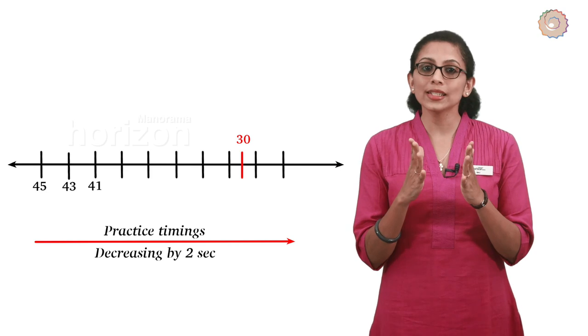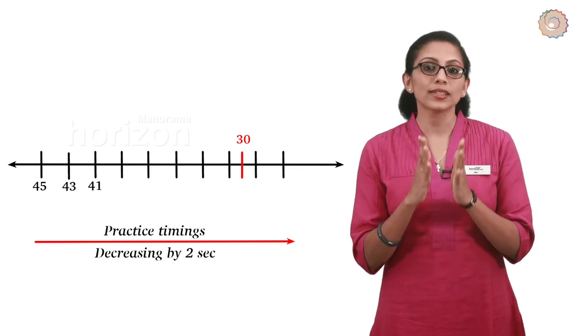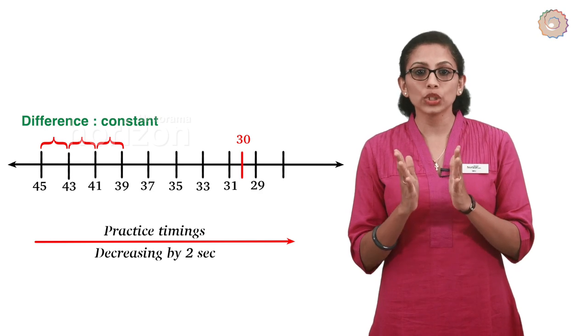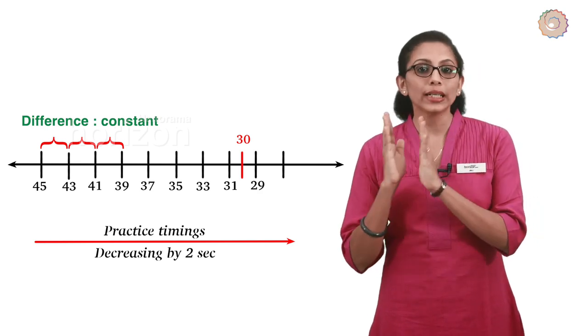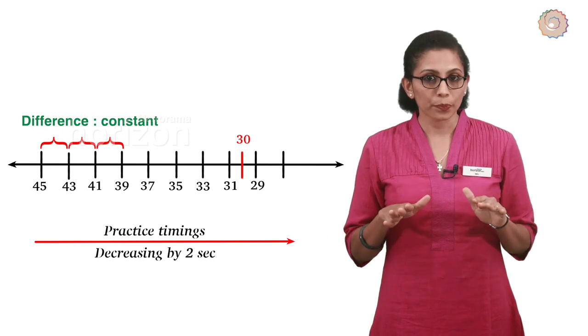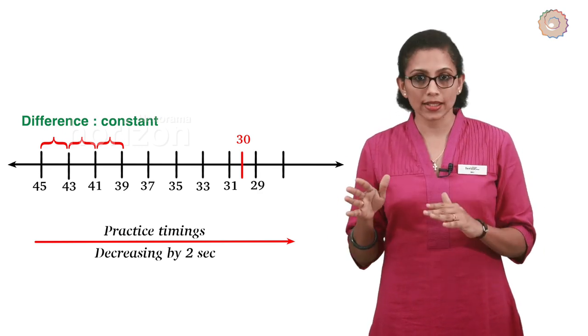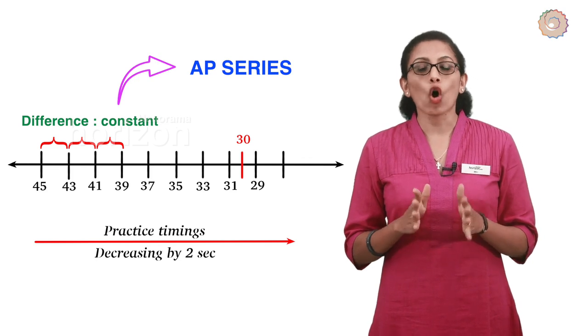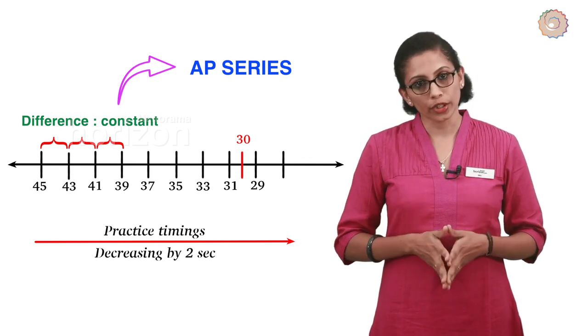So, you can see that her practice timings are actually making a series where the difference between two consecutive terms is constant, or you can say it is common. Here it is 2 seconds less. Such a series is called arithmetic progression, or AP in short.